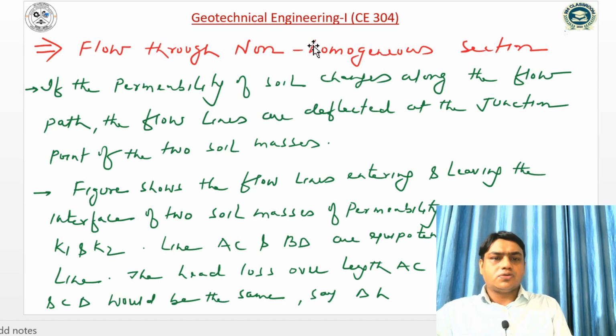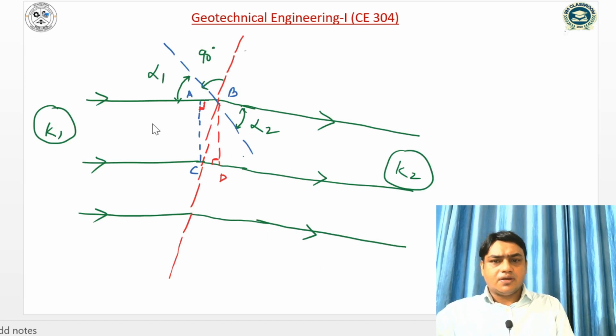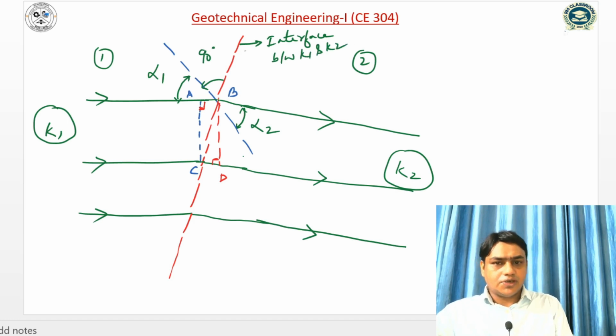Now I am going to discuss the flow through non-homogeneous section. When the permeability is not constant and changes from one section to another, what is the relation between the coefficients of permeability? If the permeability of soil changes along the flow path, the flow lines are deflected at the junction of the two soil masses. In the figure, let us assume this is the first section and this is the second, with permeability K1 and K2, and this is the interface between K1 and K2. Now the flow is deflected.